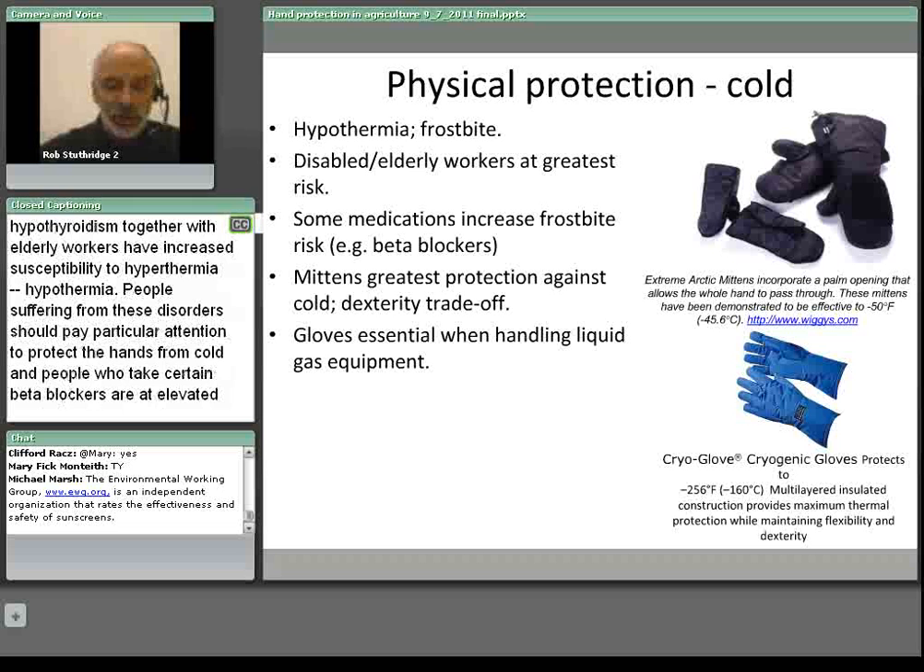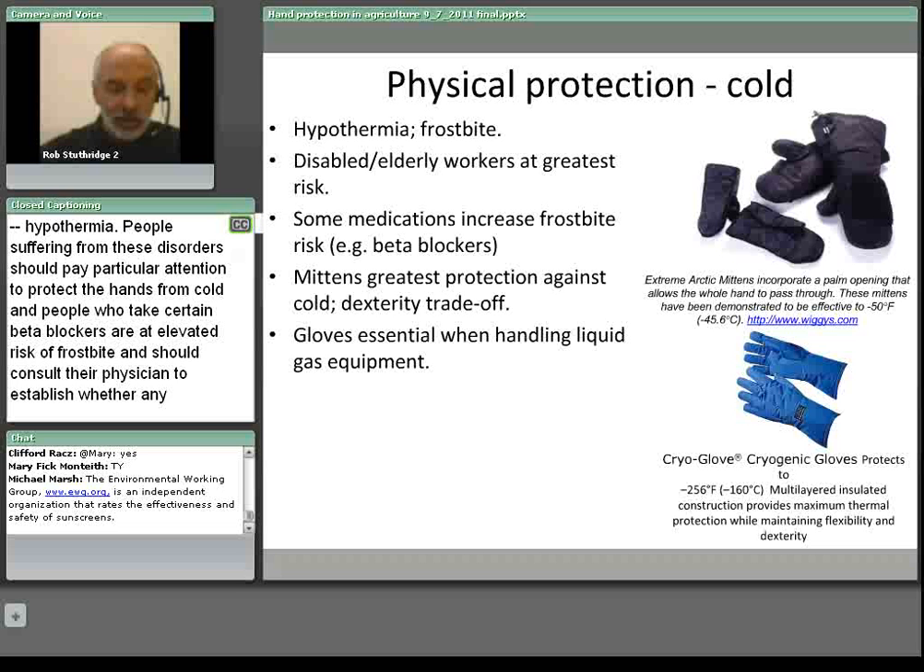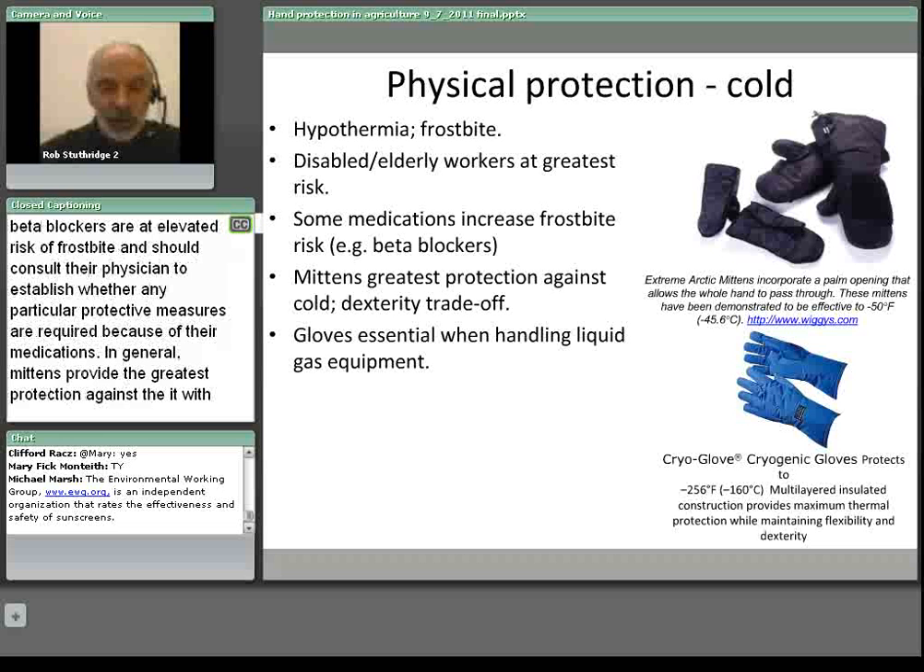In general, mittens provide the greatest protection against cold, but with a major dexterity trade-off. Gloves are essential for handling low-temperature materials, including liquid gases, which can cause frostbite extremely quickly.